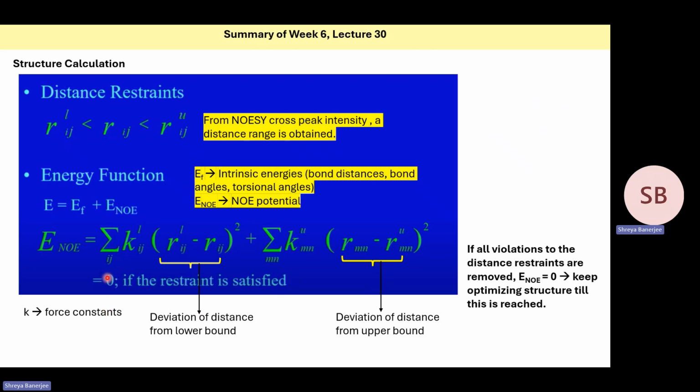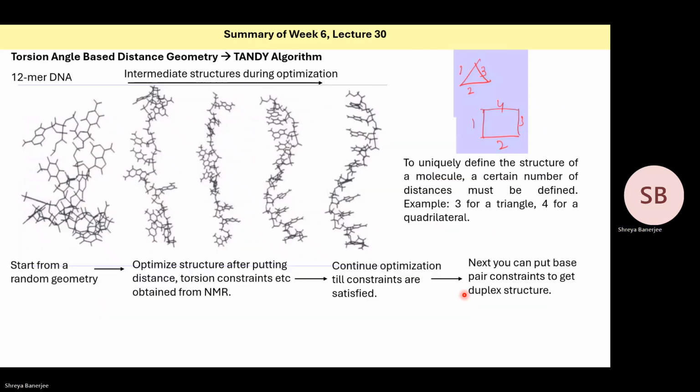So basically, in any algorithm or optimization program, what happens is that the program keeps optimizing the structure till the ENOE becomes 0. Because when the ENOE becomes 0, it means that all the distance restraints are satisfied. That is, all the data we got from the NOE is being satisfied. So that is the basic concept by which all these optimization algorithms are developed. One of these algorithms is called torsion angle based distance geometry, or TAND algorithm.